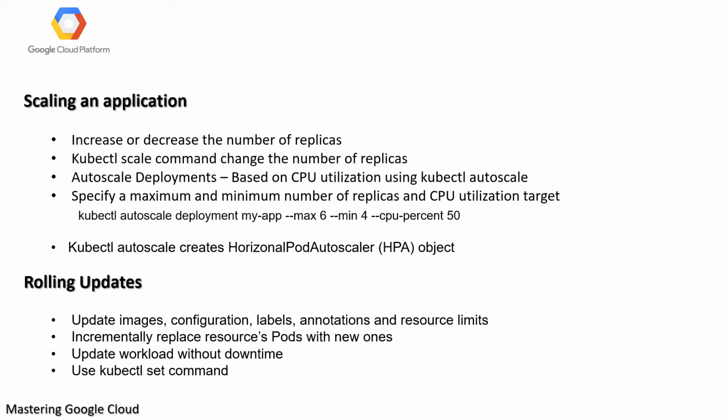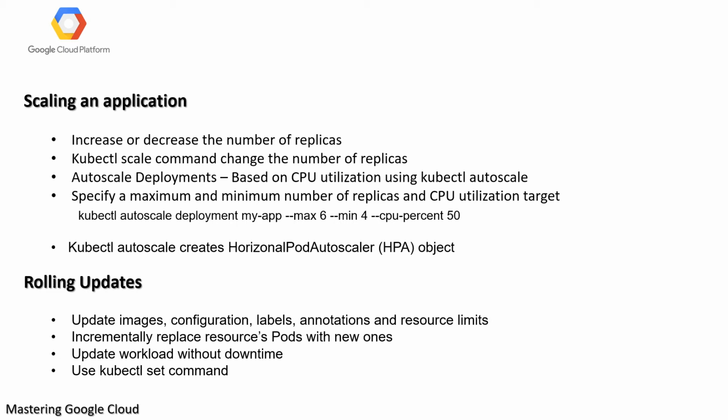Scaling an application. When you deploy an application in GKE, you define how many replicas of the application you would like to run. When you scale an application, you increase or decrease the number of replicas. The kubectl scale method is the fastest way to scale. You can autoscale deployments based on CPU utilization of the pods using kubectl autoscale.